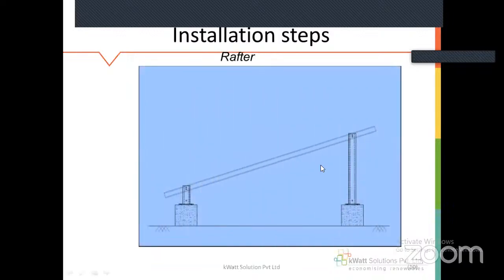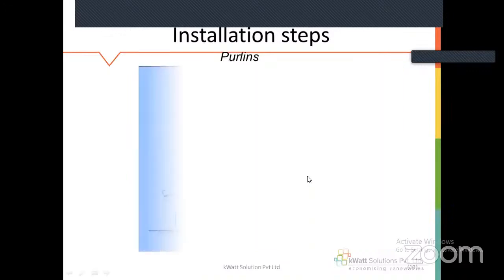Once the columns are installed, they are always at a tilt. So the front column will always be at a lesser height, and the back column will always be at a higher height, so that you can get a slope towards the south facing, or generally the outer side. So this is the rafter that you need to install. The rafter is a part of the structure.